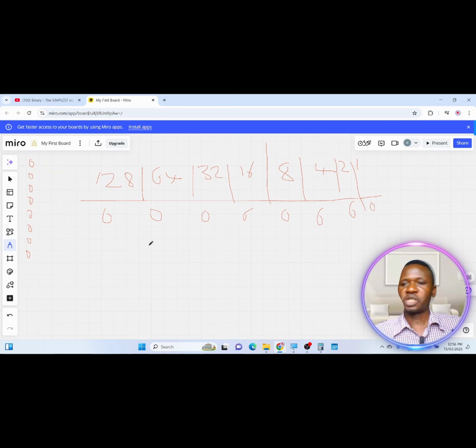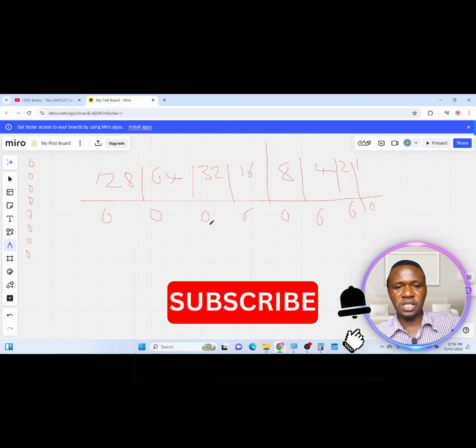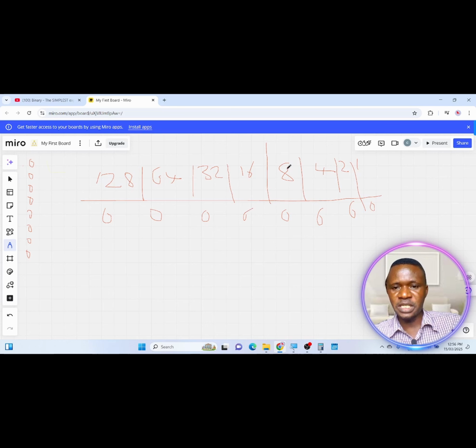Let's be sure. The best thing we are going to do here is to add up those numbers that do not fall under a 0. So if you come here, you discover that 128 falls under this 0. We are not going to add it. 64 falls under this 0, we are not going to add it. 32 falls under this 0, not adding it. 16 falls under this 0, not adding it. 8 falls under this 0. 4 falls under this 0. Sorry, my 0 looks like 6, but it is not 6. 2 falls under this 0. 1 falls under this 0.